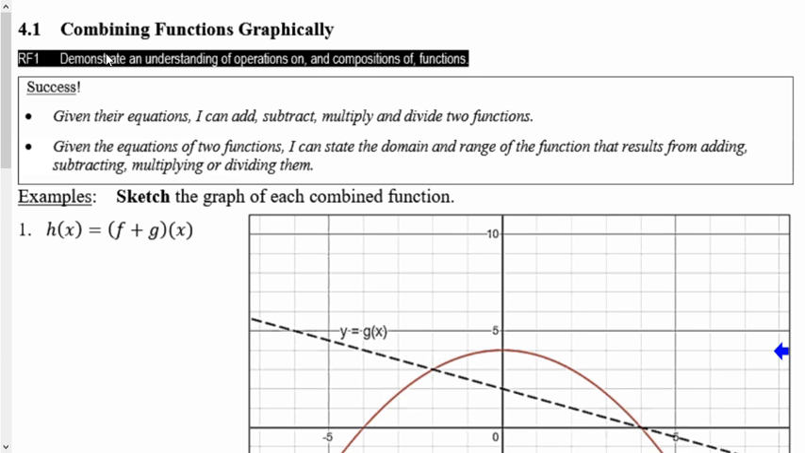Chapter 4, 4.1, we're looking at combining functions graphically. So we're going to look at adding, subtracting, multiplying, and dividing two functions if all we're given is the graph of each function. So this is the only section where this idea comes out, and it is an important section.